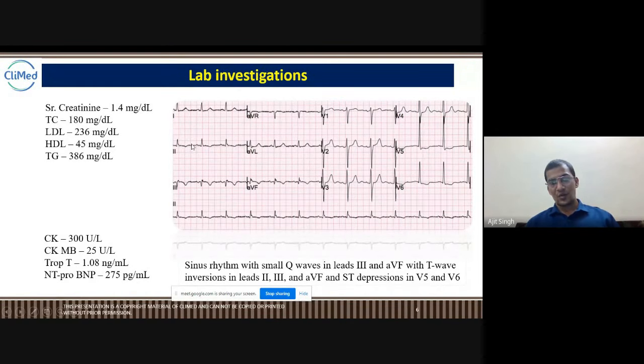Okay, T is going downwards. So this is called T wave inversion. In the 3rd lead also T wave inversion. In the AVF also you can see T wave inversion. Okay, in the AVL and AVR there is no T wave inversion.